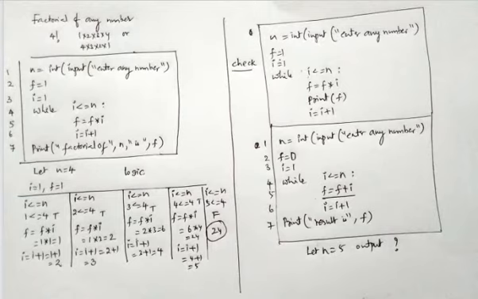Factorial of any number. A factorial of any number, 4 factorial, can be 1 into 2 into 3 into 4, or it can be 4 into 3 into 2 into 1. So look at the program clearly. Check it out, how many statements are there. 1, 2, 3, 4, 5, 6, 7. I have given the line numbers also. So those who are having problems with loops, you just concentrate on this.